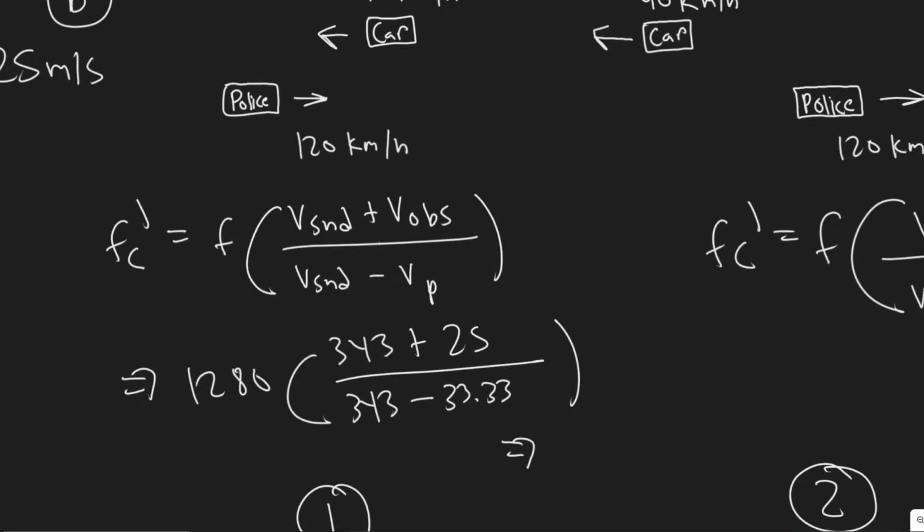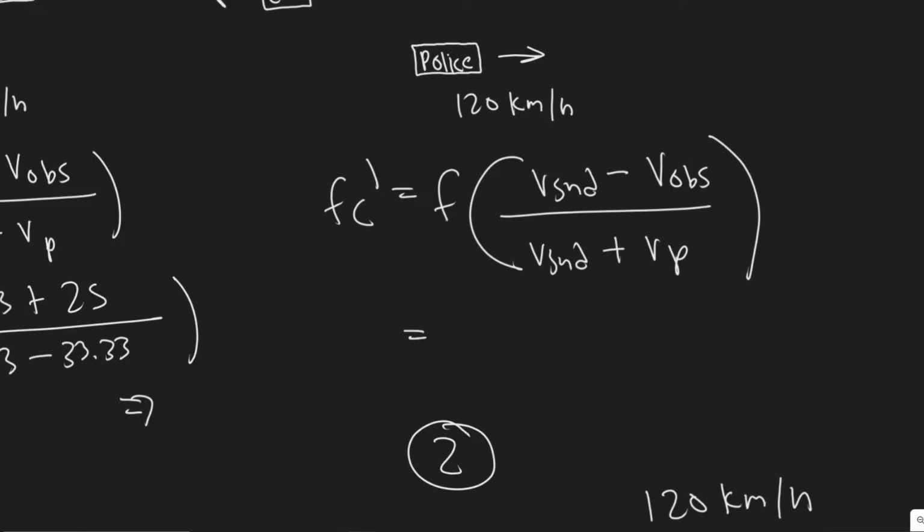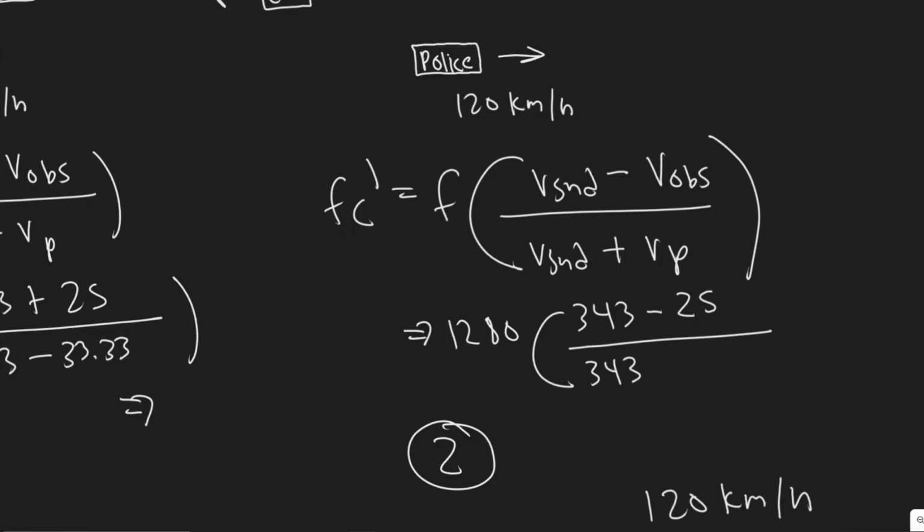I'll plug it in a second. Let me do this one. So for this one, again, 1280, the velocity of sound is 343 minus the velocity of our observer, which is the car, divided by 343 plus the velocity of our police car, which was 33.33.